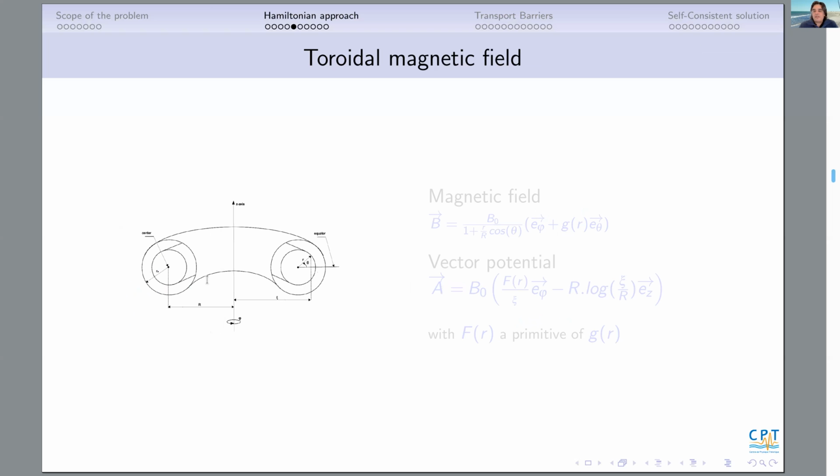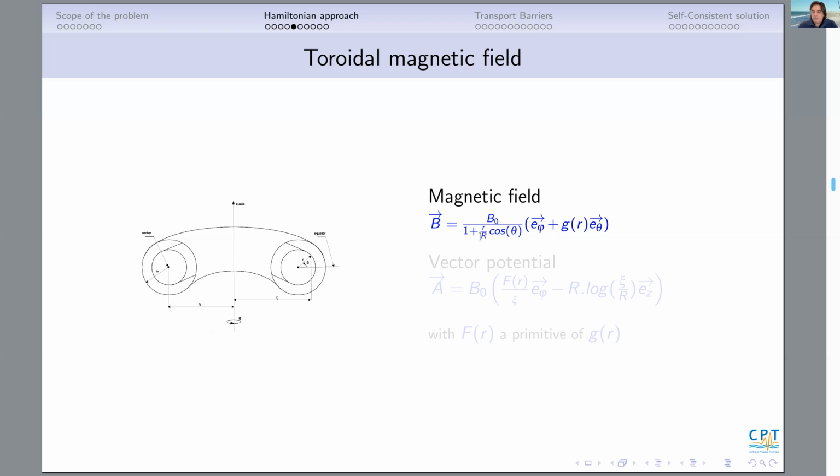So the coordinate system is the torus. We have a magnetic field of this type. We can see that there is the e_phi part, which is just the regular part that you get from the toroidal coil. But then there is this G of R, e_theta. This is the poloidal component that is generated by the plasma.